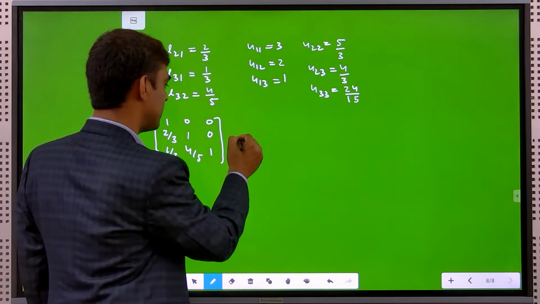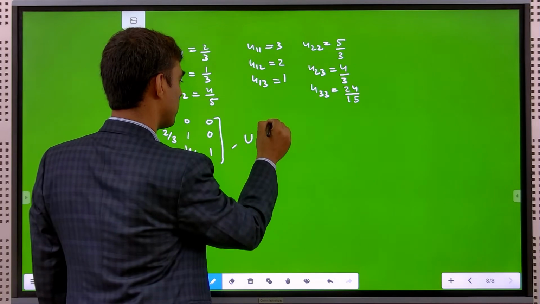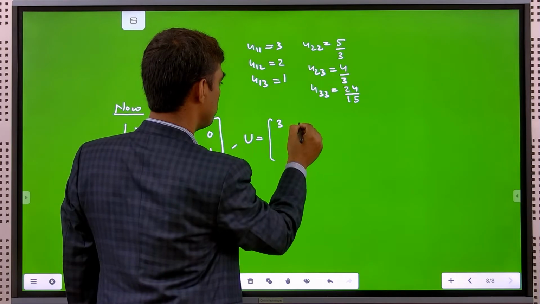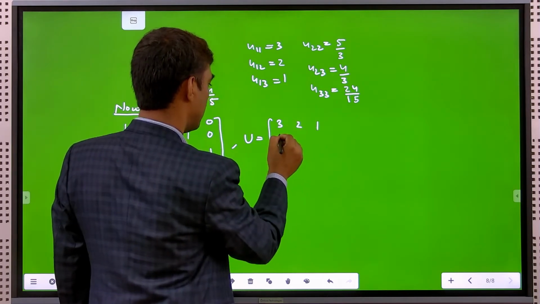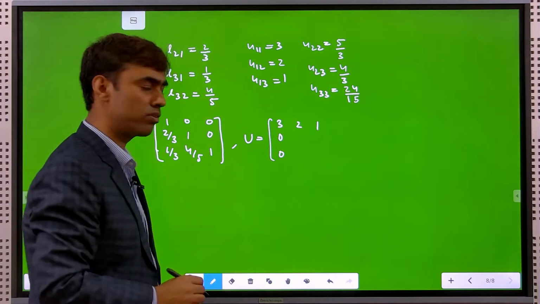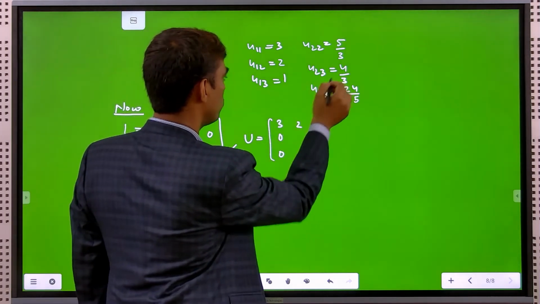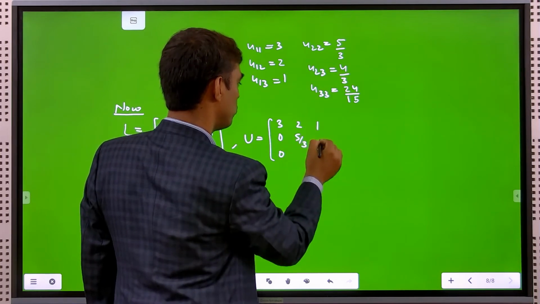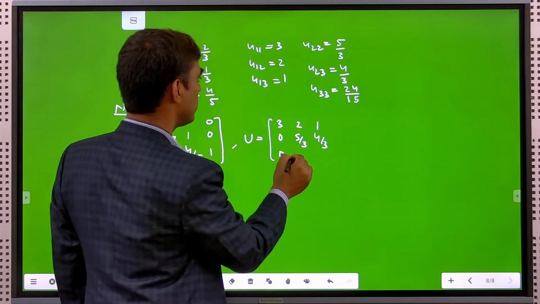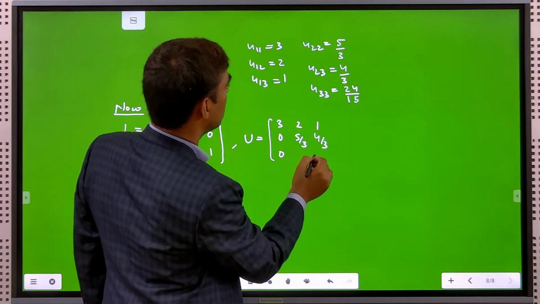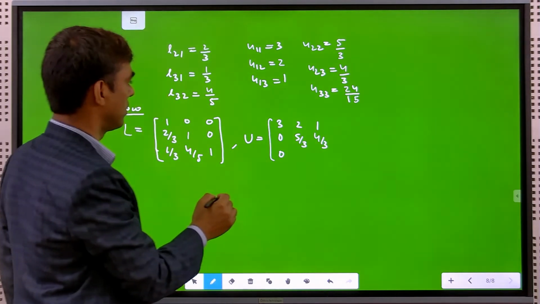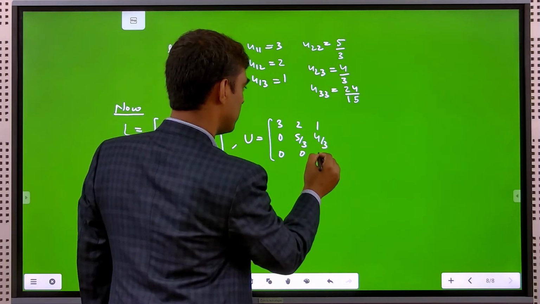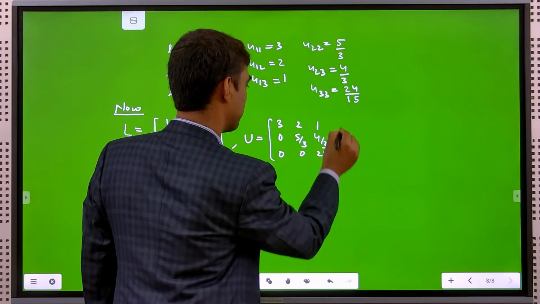Now what is the upper triangular matrix? U becomes U11, what is the value of U11? 3, U12 is 2, U13 is 1, and these become 0, 0 because this is an upper triangular matrix. And what is the value of U23? U22 is 5 by 3, U23 is 4 by 3, and this one is 0, and what is the value of U33? This becomes 24 by 15.